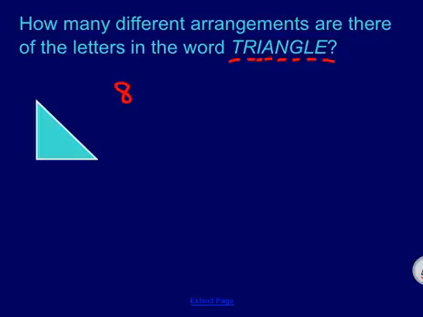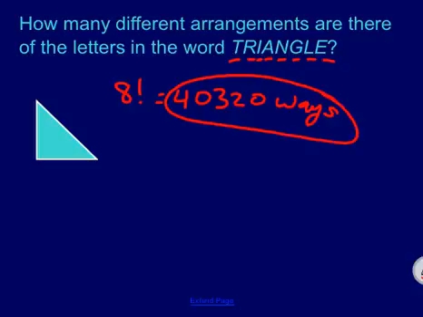So, I would have done 8 factorial. How many different arrangements are there? Well, 8 first, then 7, then 6, and 5. This is just going to go down all the way, 8 factorial. Well, good, I can do 8 factorial in my calculator still. And we can get there to be 40,320 ways to arrange those letters. So, there's a lot of ways to arrange those letters in the word triangle.